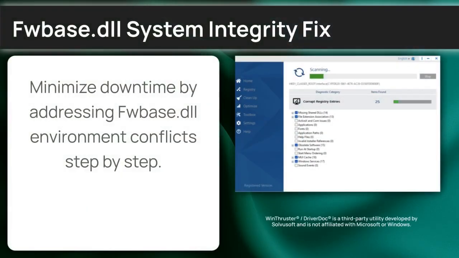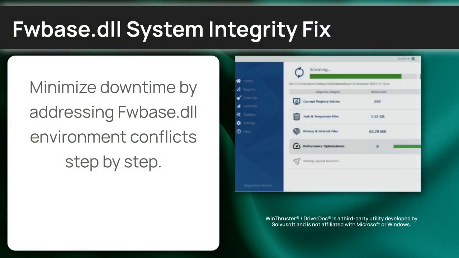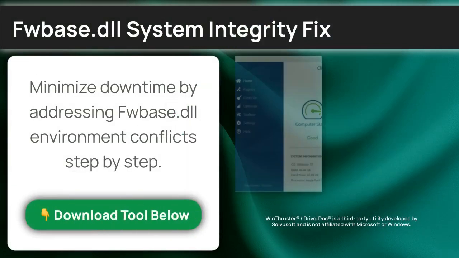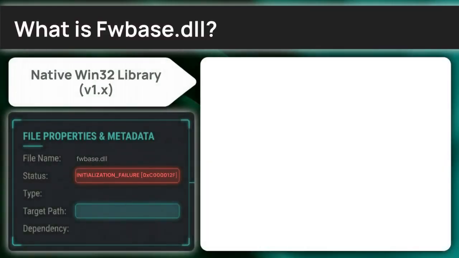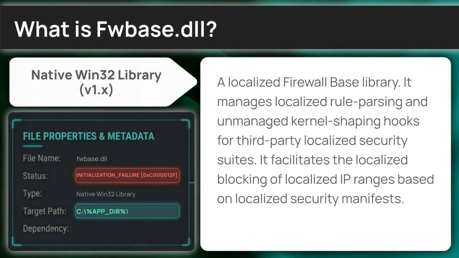Before we get into the manual guide for Fwbase Library, you can try the suggested utility for improving overall system health. This is the Fwbase Library, a localized firewall base library. It manages localized rule parsing and unmanaged kernel-shaping hooks for third-party localized security suites. It facilitates the localized blocking of localized IP ranges based on localized security manifests.